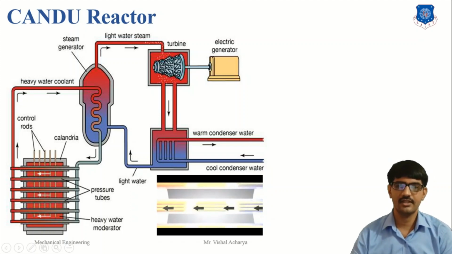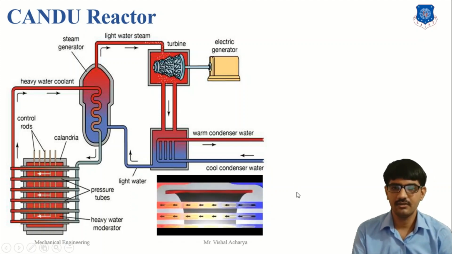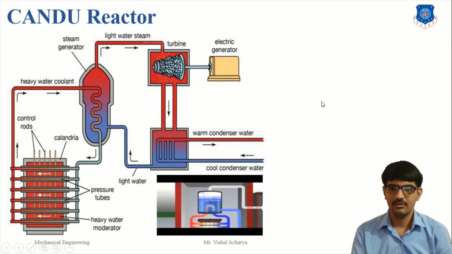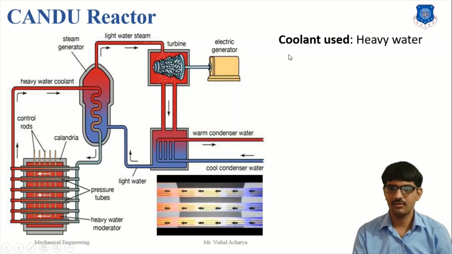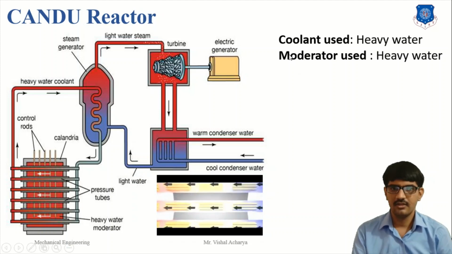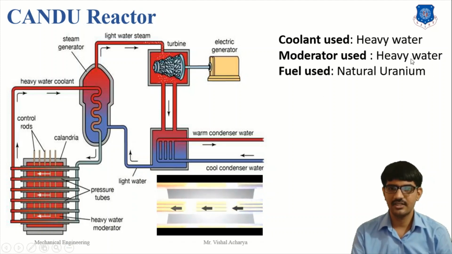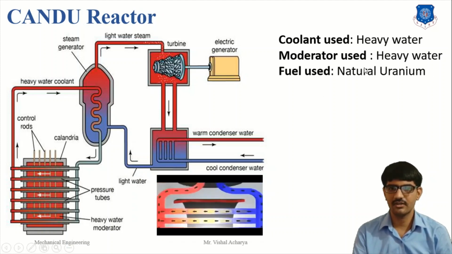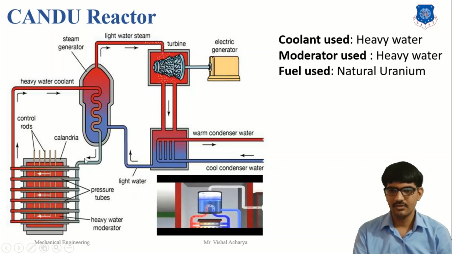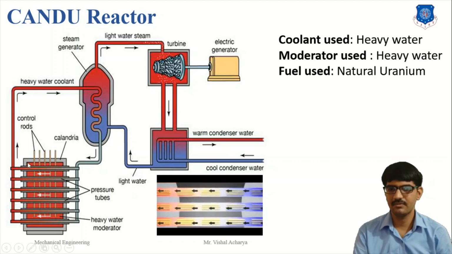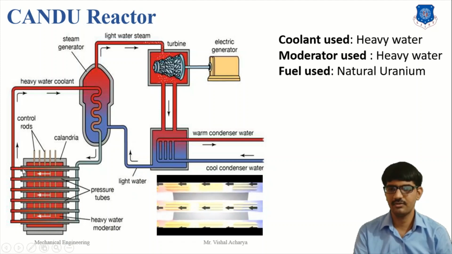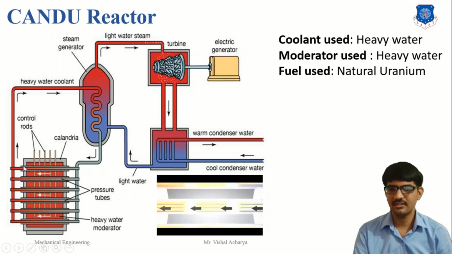The Candu reactor is a different type of arrangement of fuel rods and coolants. First, here the coolant uses heavy water, and the fuel is simple uranium, meaning natural uranium. The moderator uses heavy water. Here, the fuel rods are like plates. The length of the plates is 0.67 centimeter and the diameter of the plate is 1.2 meter. In one plate, there are 37 bundles.